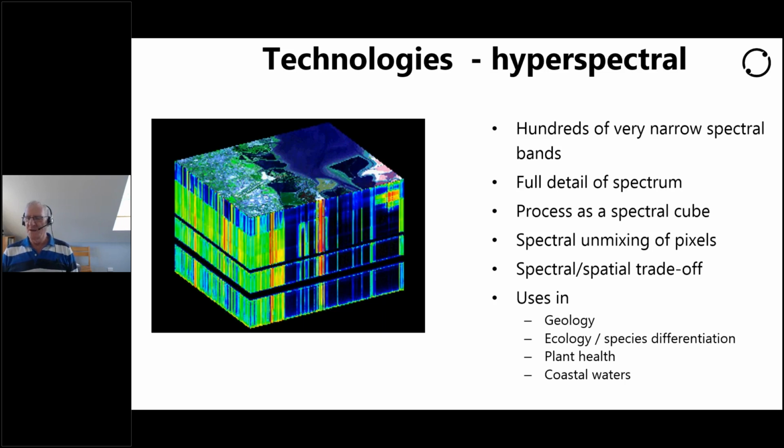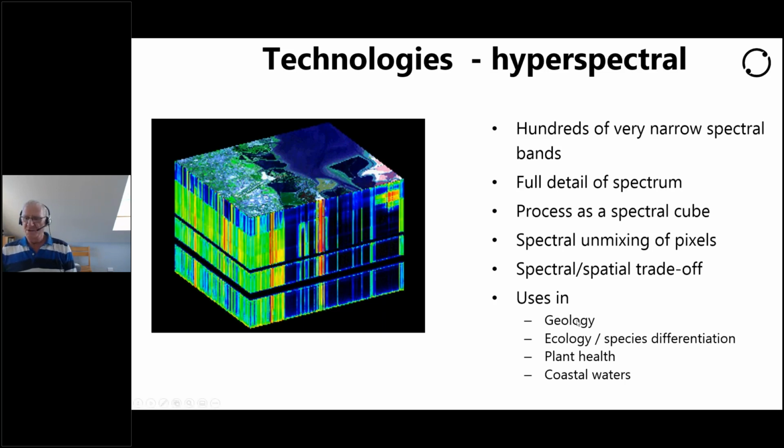I won't go into the details of that, but it does allow you to do some tricks like spectral unmixing, which allows you to look at individual pixels which maybe have a mixture of targets within them. If you know a bit about the targets and you've got all this deep spectral information, you can actually unmix to some extent the proportions of those targets.